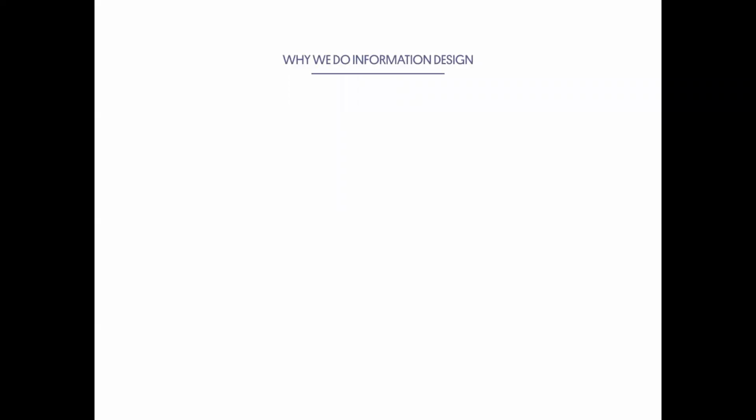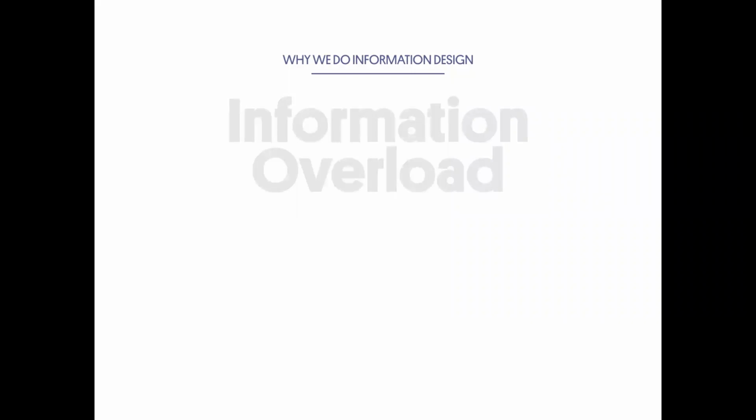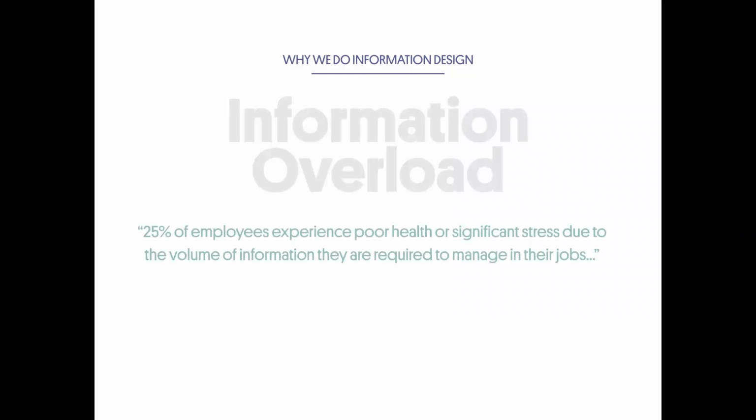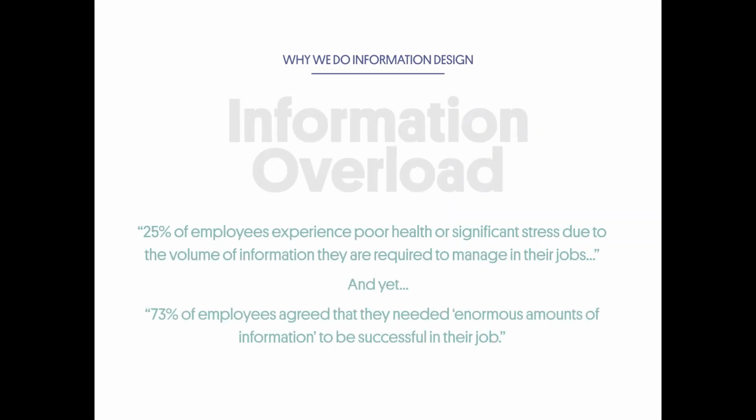So why bother with information design? I think there's 2 broad reasons that we can talk about here. The first is information overload. In our modern systems, like Confluence, it's simply too easy to create information, so much so that it becomes a problem to process and make sense of it in the time that we have with it. The quotes here remind us of the real cost. It's about stress, poor health, pressure, and yet our dependence on information. So information design is about reducing information overload.